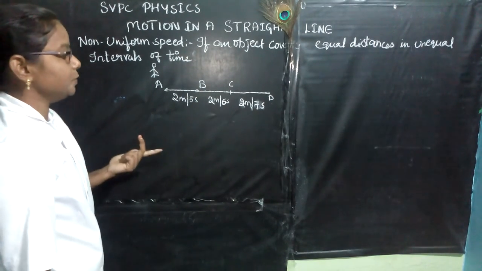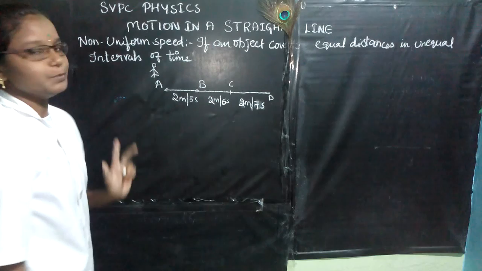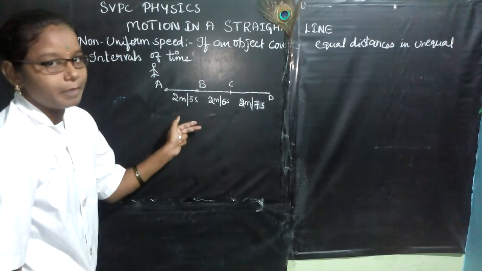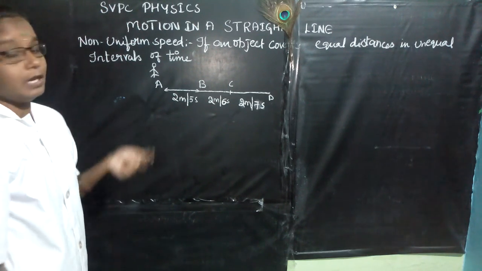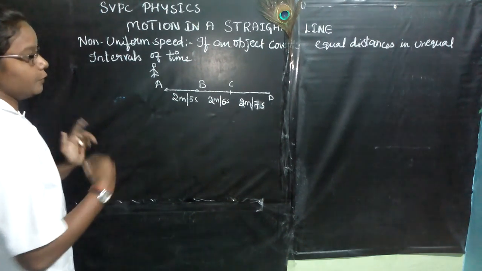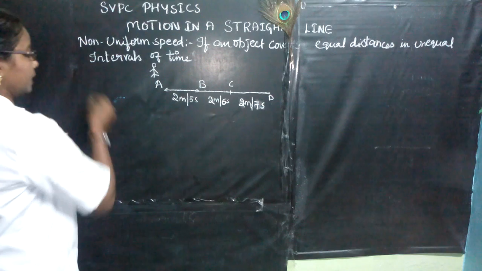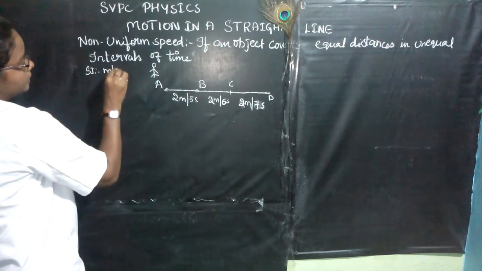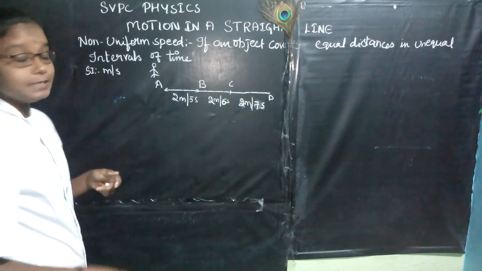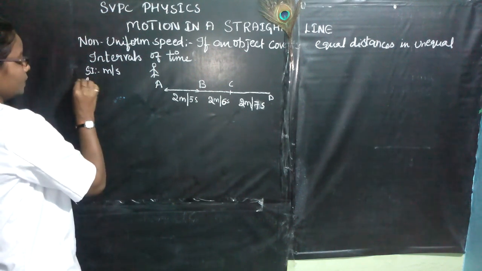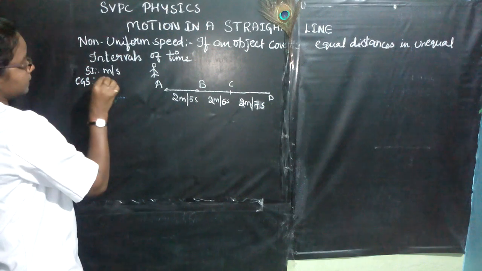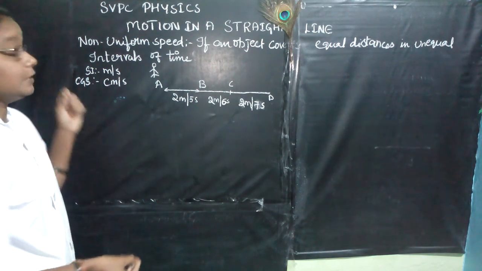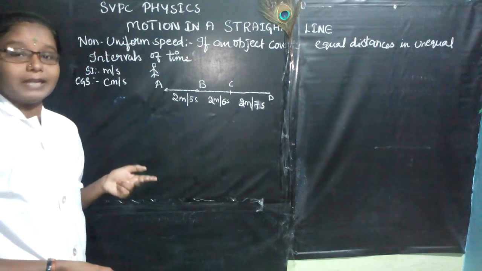And what about the SI unit? Here non-uniform speed is also the same. Non-uniform speed is equal to distance by time. So what about the SI unit? Its SI unit is also meter per second. What about the CGS unit? That's also the same: centimeter per second. Remember, the CGS unit is also called the practical unit.